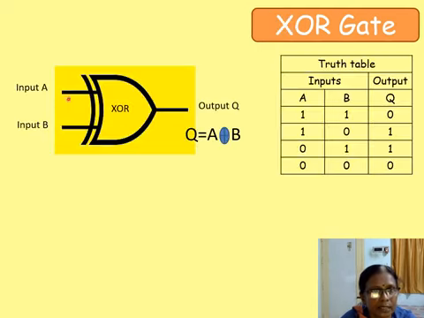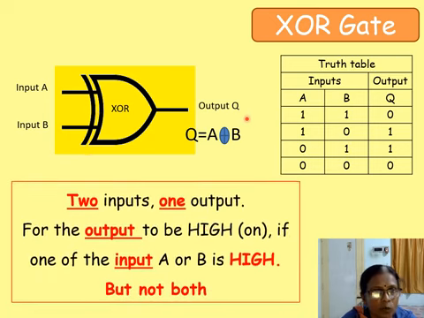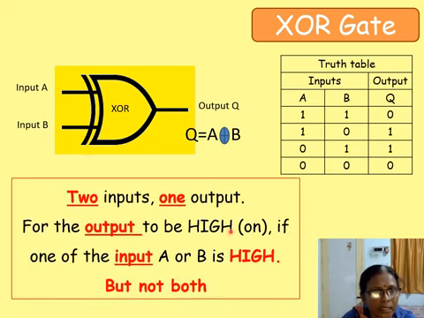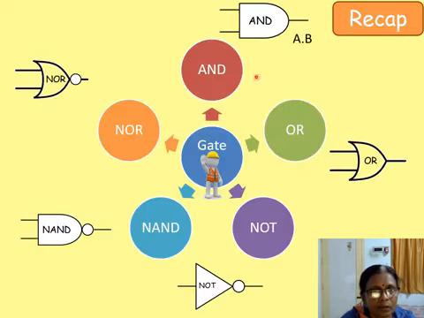Exclusive OR gate. It has two inputs and one output. For the output to be high, one of the inputs A or B must be high but not both, that is, an odd number of inputs must be high. Functions of the gates: AND gate, A into B; OR gate, A plus B; NOT gate, A inverse; NAND gate, A into B inverse; NOR gate, inverse of A plus B.